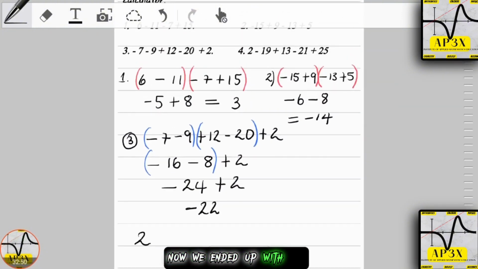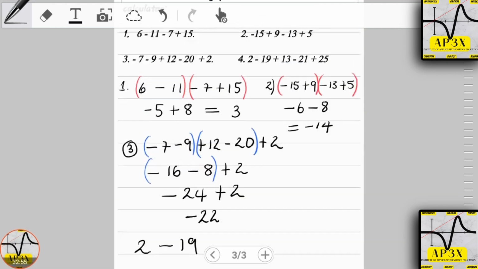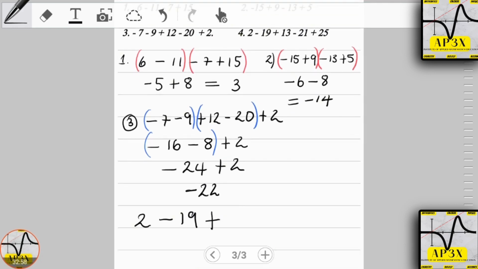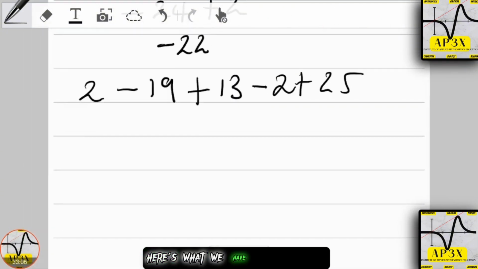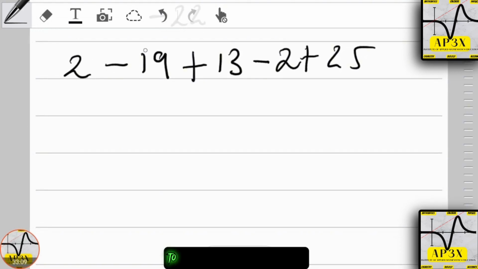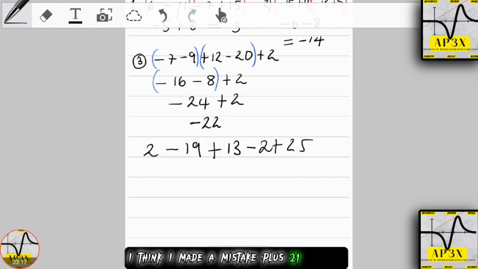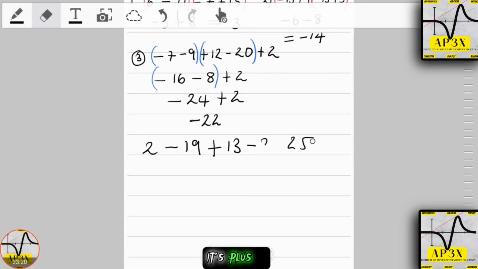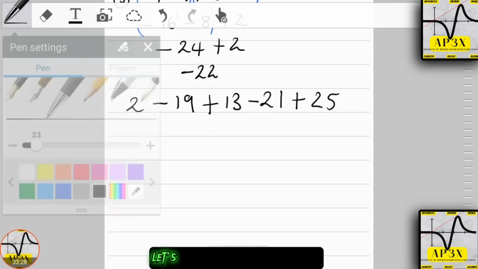Now we have 2 minus 19 plus 13 minus 21 plus 25. So here's what we have. Final question: 2 take away 19 plus 13 minus 21. I think I might have made a mistake. Plus 21 plus 25. Okay, so it's minus 21 plus 25. Alright, there we go. So once again, let's quickly wrap this video up.